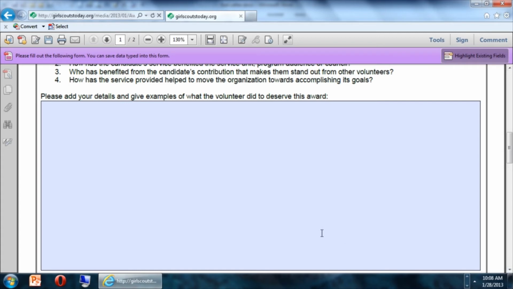Be specific. Most nominations are not approved by the volunteer committee because they just don't have enough details or are way too generic. If you don't have enough room with the form, just type or write the description on a separate sheet of paper.